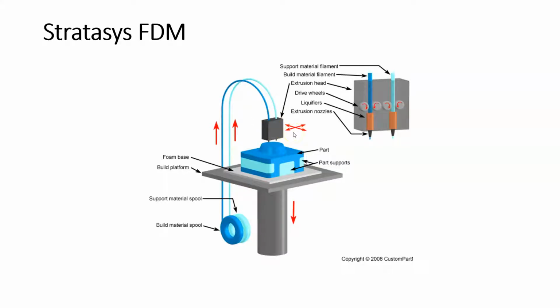In some of the other examples, we'll see examples where the table actually moves. So there's a lot of variation here in how you're controlling the axial motion to actually print the part. But in the Stratasys, Z is going to be the build platform moving up and down, and the head moves in the XY directions.